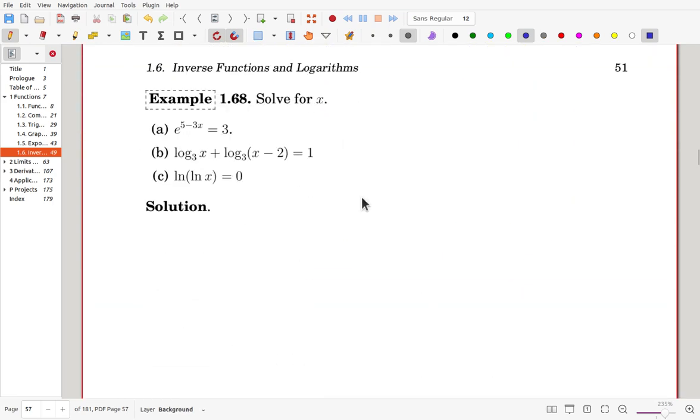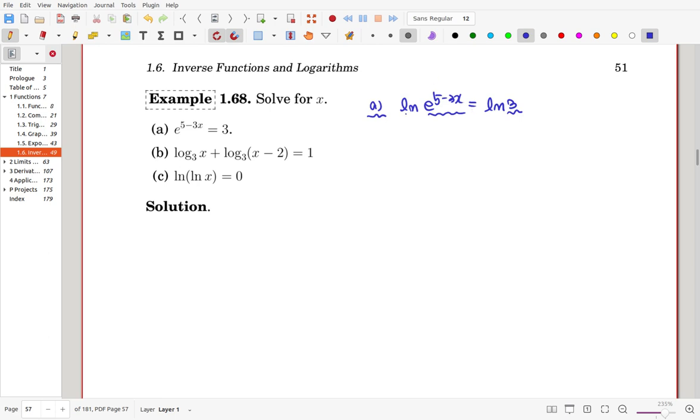Now, let's solve this for x. X is here, so we have to eliminate that one. How? Apply the natural logarithm function. Then, for example, here the natural logarithm of e to the 5 minus 3x is the same as the natural logarithm of 3. We apply the natural logarithm to both sides, so it will be the same.